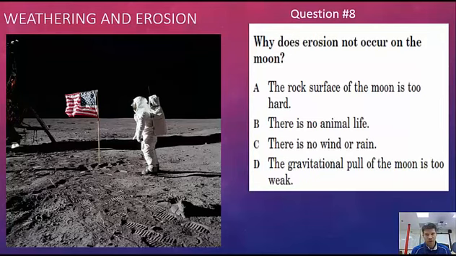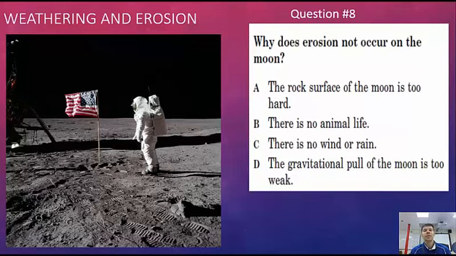The rock surface of the moon is too hard? No, that's not it. The moon's got about the same rocks we do, it's just a little difference in the amount of iron. The moon doesn't have as much. There is no animal life. Well, that is a true statement. There is no animal life on the moon, but that's not the reason that we don't have erosion. Not the main reason, anyway.